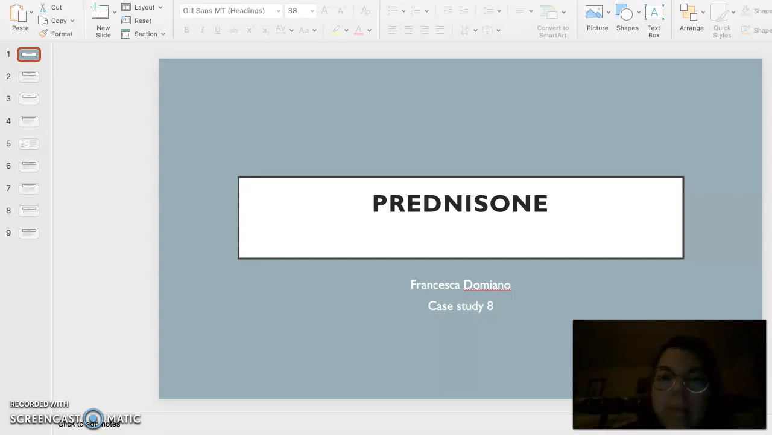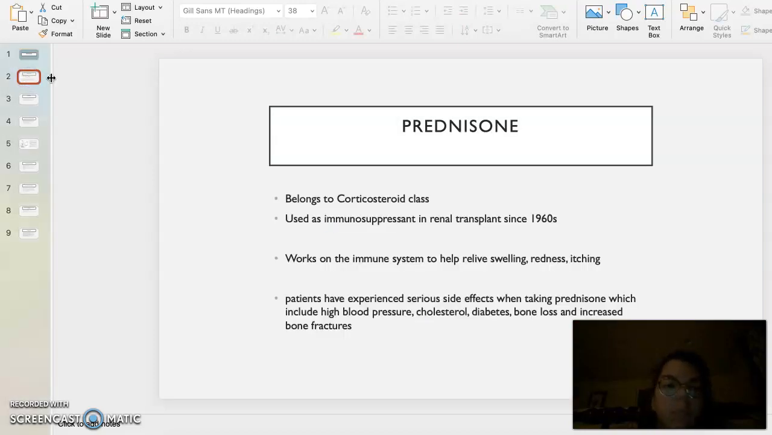For case study 8, week 8, the immunosuppressant drug that I chose was prednisone, and I'm going to discuss the effects it has when entering the body and how it targets the inhibition of T cells and cytokines, more specifically.